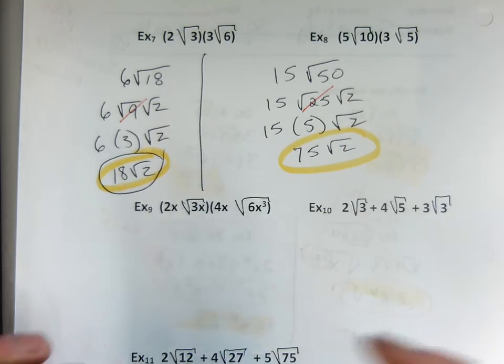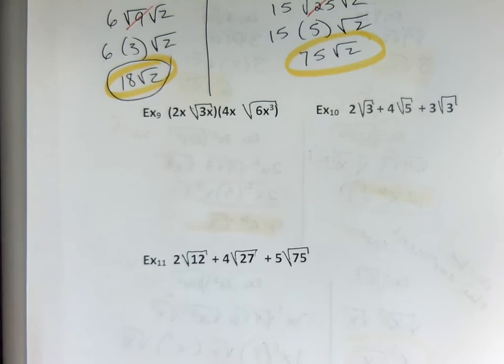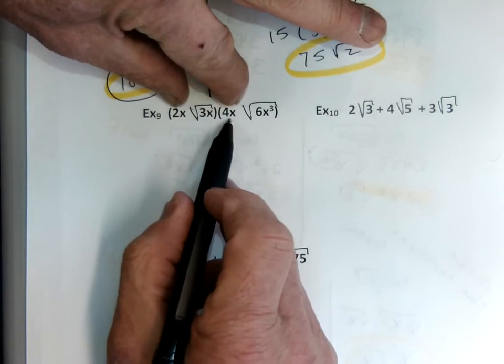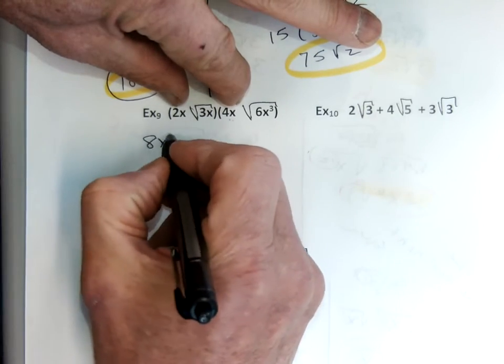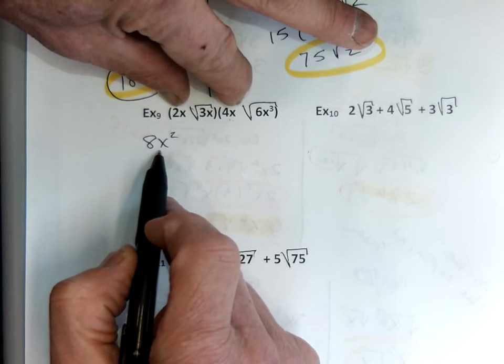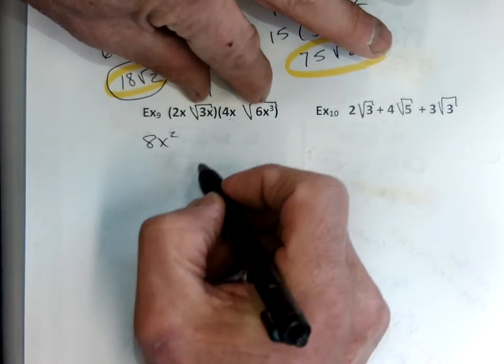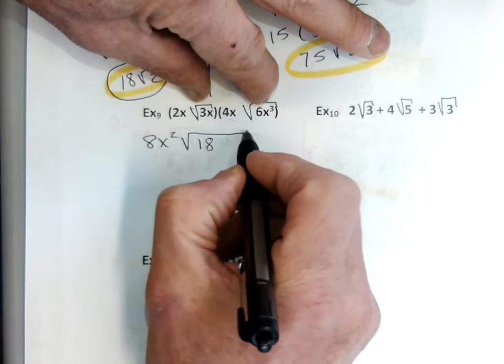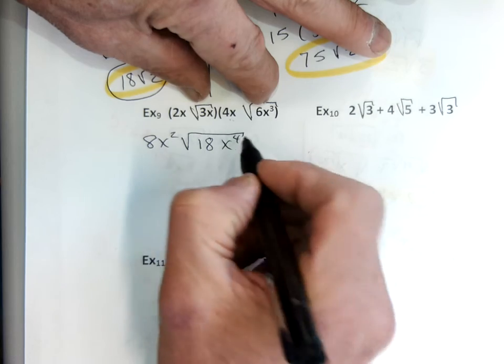All right, let's do the big ugly one. This is the big ugly one. We can do it. Multiply. So 2x times 4x makes an 8x squared. 2x times 4x, 8x squared, okay? Then let's multiply the square roots. I've got a square root of 18 x to the 4th.